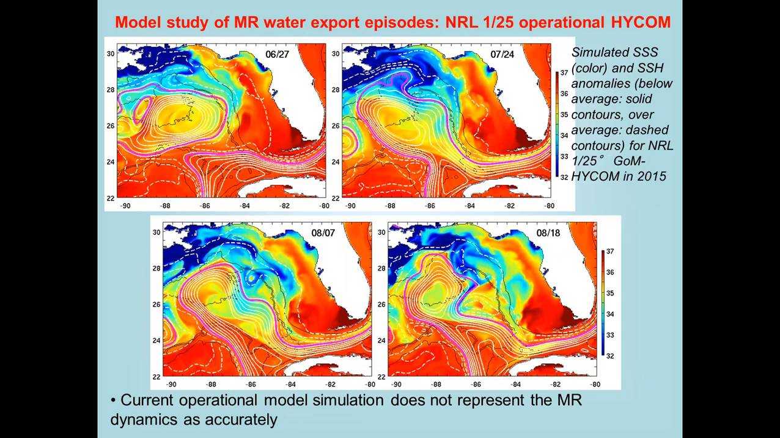On the opposite, this is from an existing operational model, the Gulf 4 kilometer resolution that is run by the Navy, and that doesn't have the specific river representation. And we see that the signature in salinity is not as good because we have low salinity waters that are present in the core of the loop current, which is not what is observed. So our modeling tool is really efficient in representing the Mississippi River export pathway.